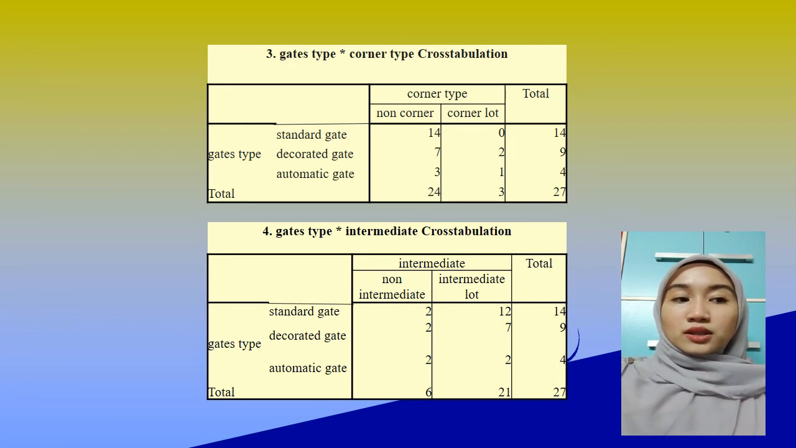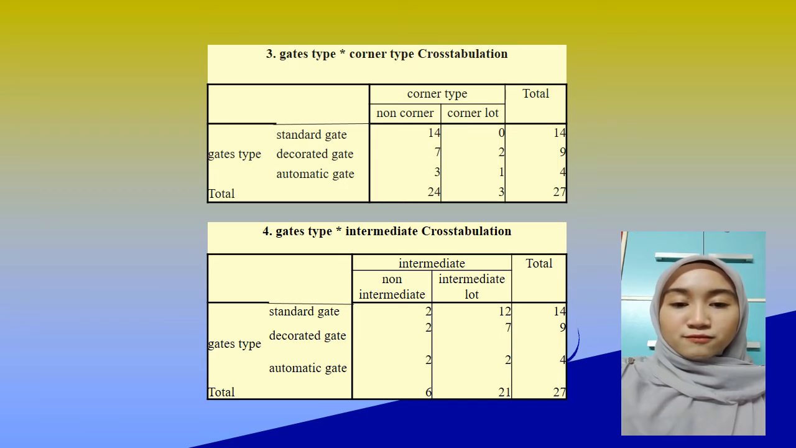As for the total, non-corner is 24, while corner lot is 3, and the total for all types of gate for corner type is 27. Lastly, the cross-tabulation table above shows the relation between gate types for the intermediate. The table demonstrates 2 for the standard gate of non-intermediate, while for intermediate lot there is 12, and the total is 14.